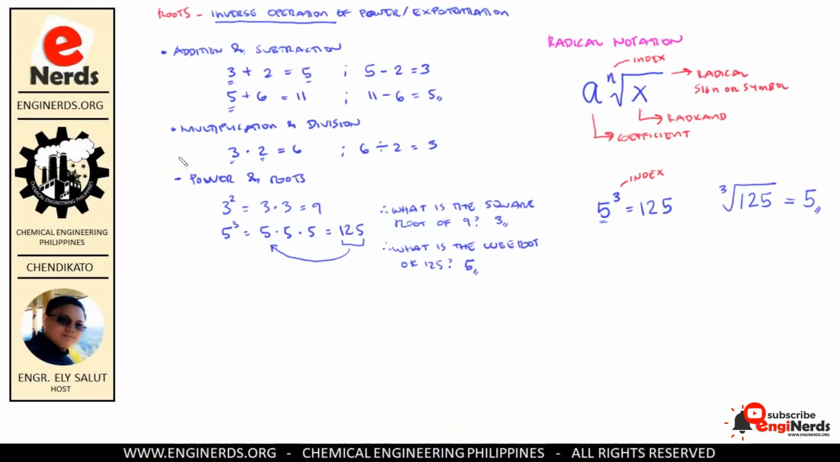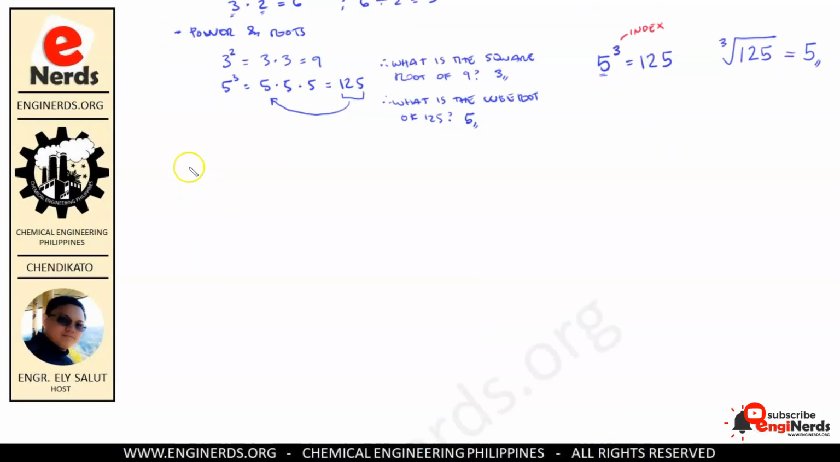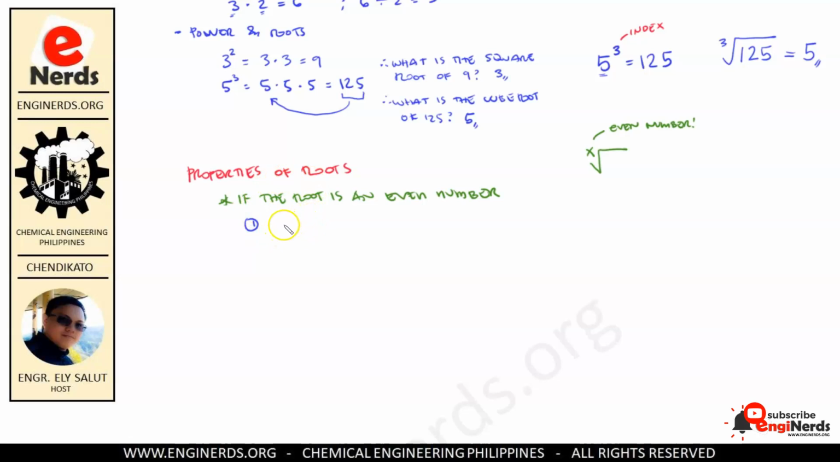Now let us discuss about the properties of roots or radicals. First, let us consider if the root is an even number. So anong ibig sabihin natin dyan? So we know that if we are talking about root, we are talking about this, no, yung index natin dito. So if our index in our root is an even number, what will happen? I will give you some examples, no. The first question is, what is the square root of 4?